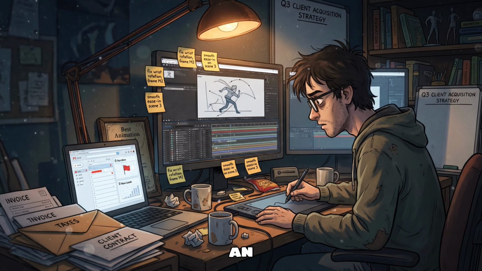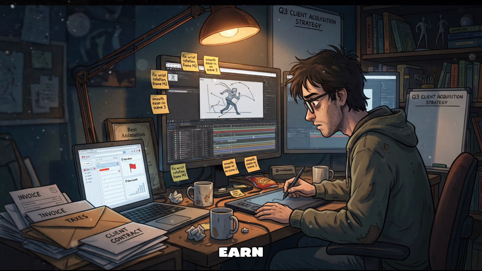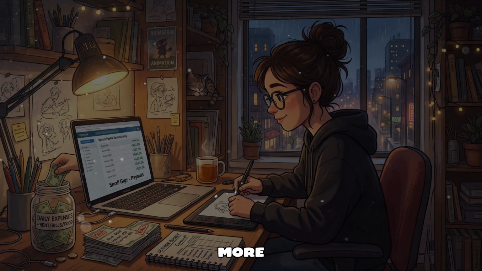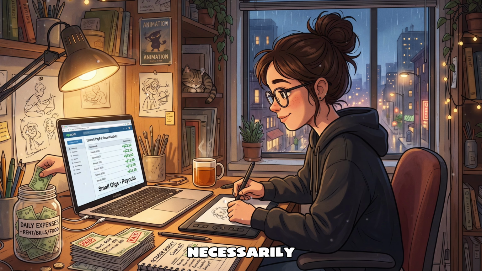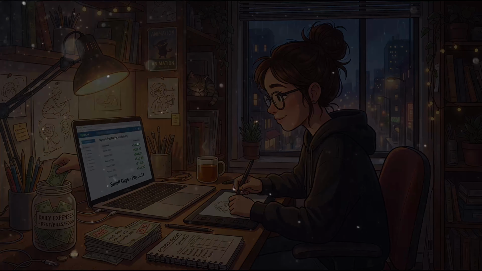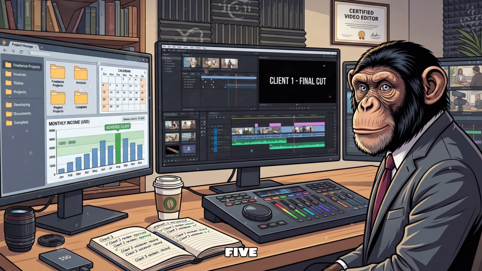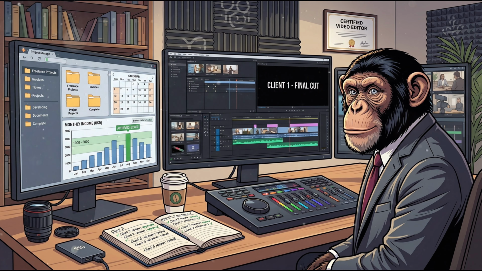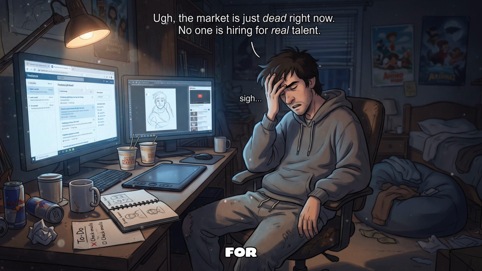And here's where an interesting paradox arises. Many people think, to earn more, you need to work more. But it's the other way around. The best editors don't necessarily work more hours. They work with more valuable clients. One client worth $1,000 can generate more profit than 5 clients worth $200. And this explains why some people get stuck on $500 for years.